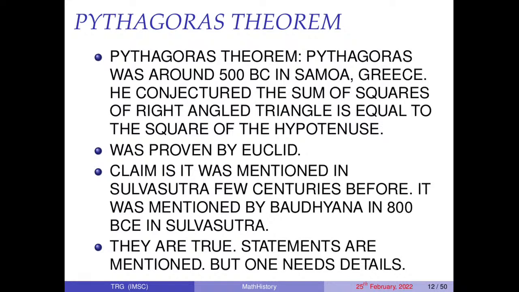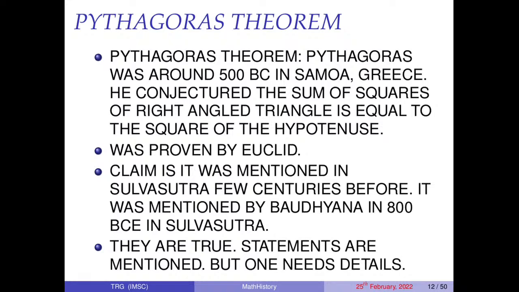Now the claim is it was mentioned in Sulva Sutra few centuries before, that is 500 BC around, I think it was about 700 BC. It was known here, and it was mentioned by Baudhyana in 800 BCE in Sulva Sutra. Now, actual statement is correct. It is there, given by Baudhyana in Sulva Sutra, and it's a very beautiful book. In fact, I've read several pieces of that, and it is very interesting. And that thing is there, explicitly there. The statement that the sum of squares is equal to this is there.